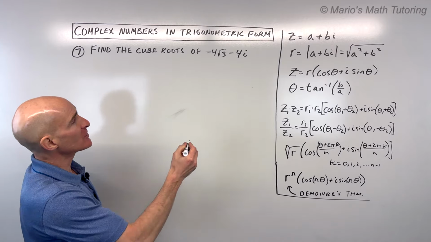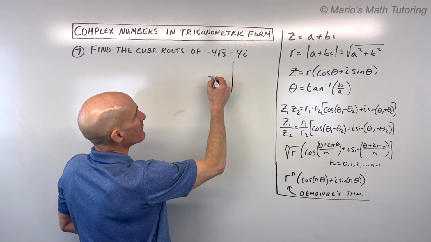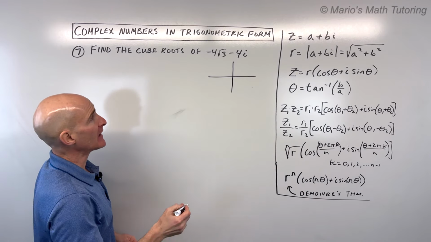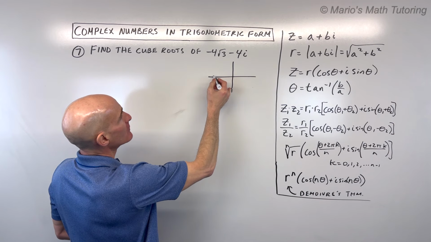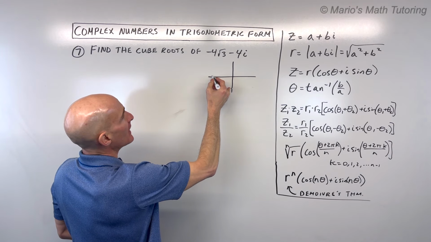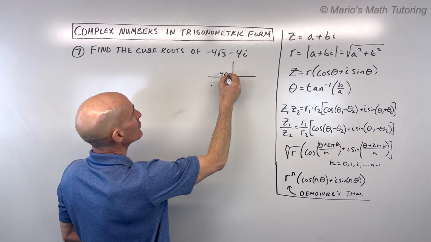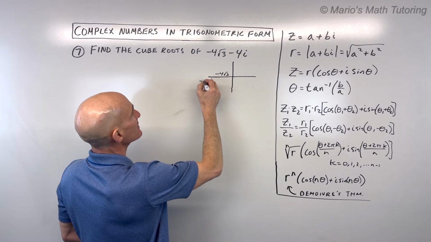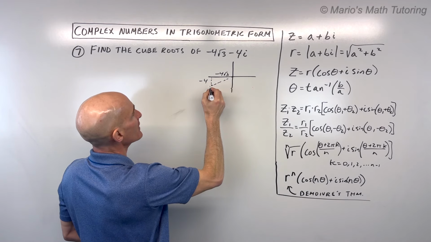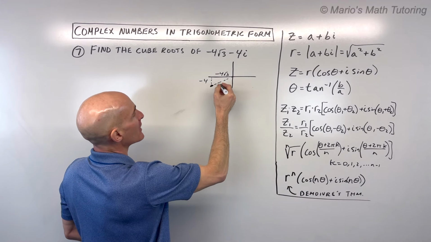Well, first thing I like to do, like you've seen, is I like to kind of graph it just to see where it is in the complex plane. We're going left 4 root 3 and down 4. So that puts you somewhere right about there. So this is like negative 4 root 3. This is like negative 4. And then this would be like your r value, kind of like your radius.